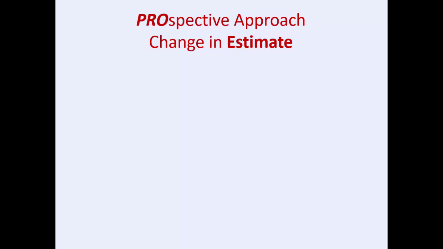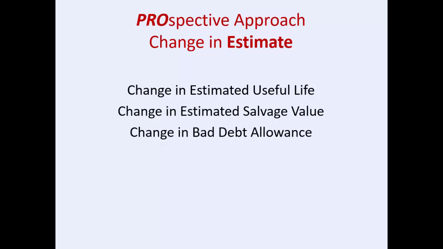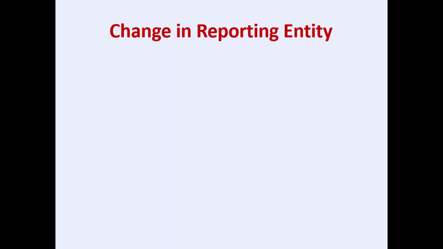Now, a prospective approach for a change in estimate could be a change in estimated useful life, in salvage or residual value, a change in bad debt allowance, or a change in warranty expense for different reasons. Those are your changes in estimates.